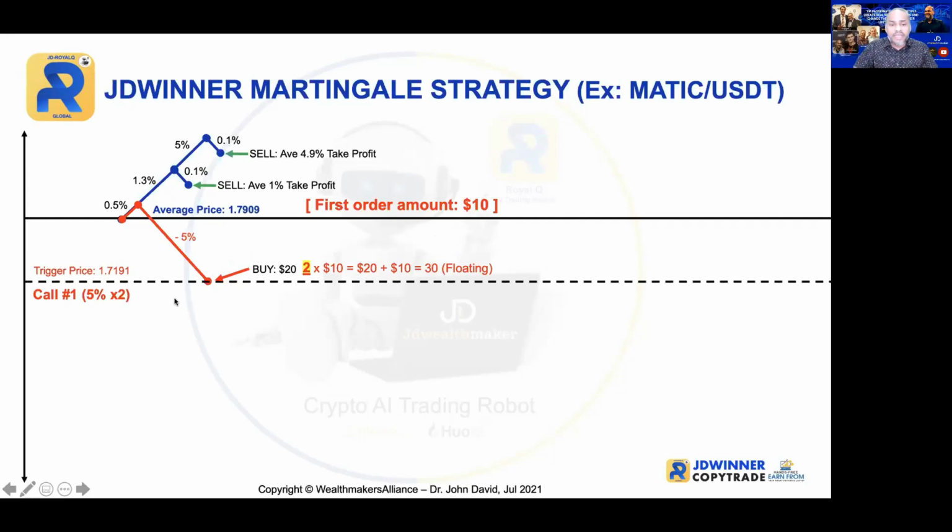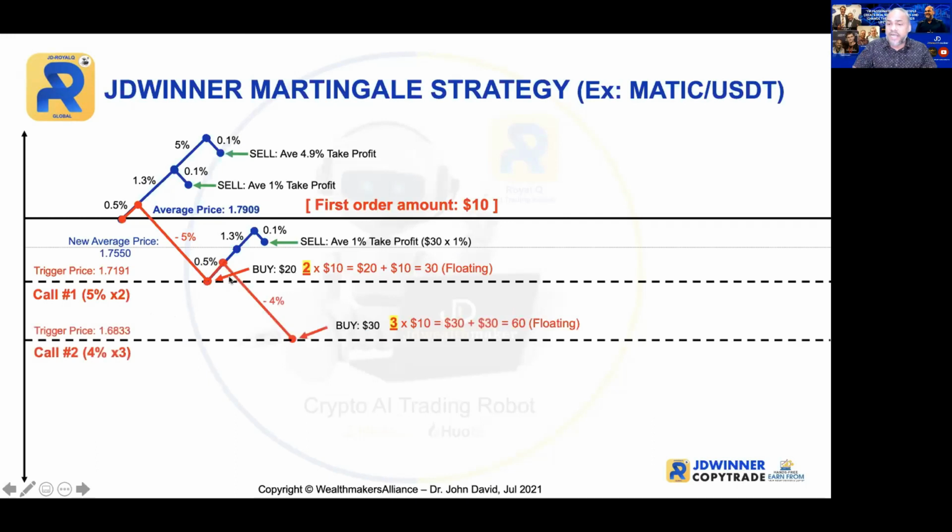Now, let's say, for example, the market is not able to actually go to 1.3, but the market further comes down. So the market calls back at 0.5 and comes down by 4%, it will then trigger the second margin call. Can you see that? Now the second margin call is 3 times 10, so that is $30. So $30 plus my earlier floating, which is $30, that will be $60. Can you see that? So now I have a total position amount which is $60.